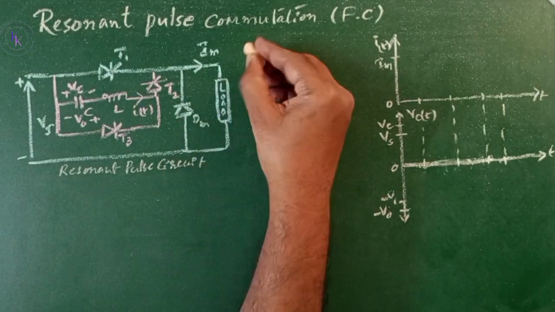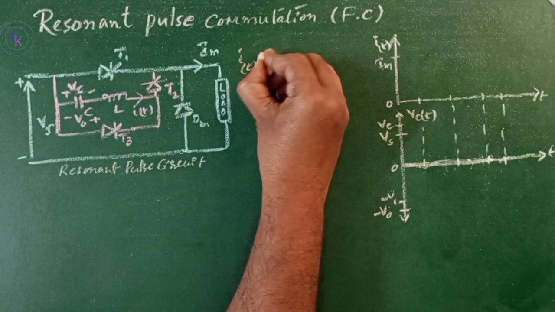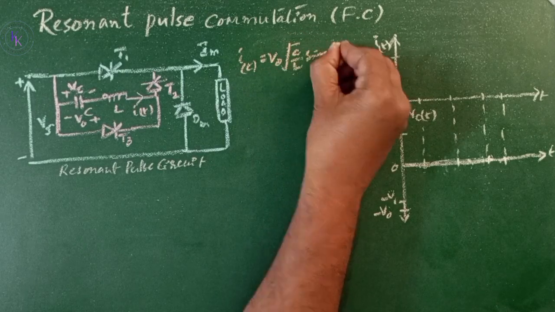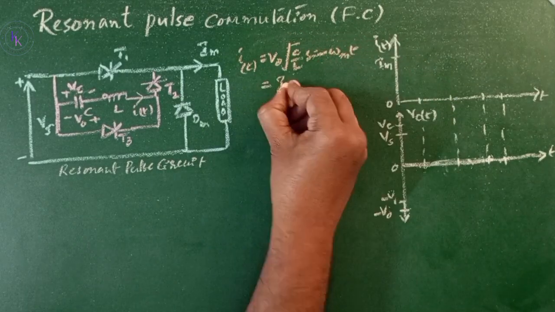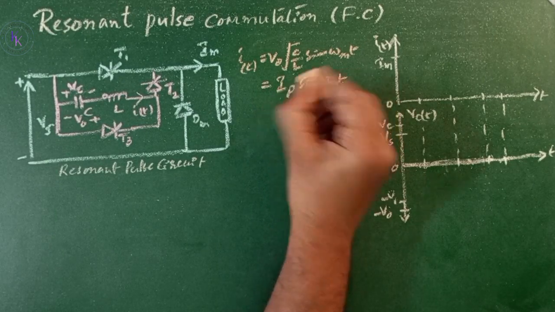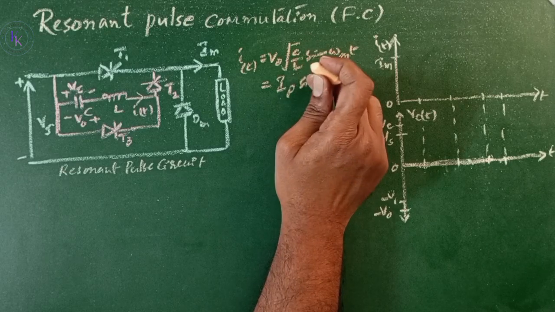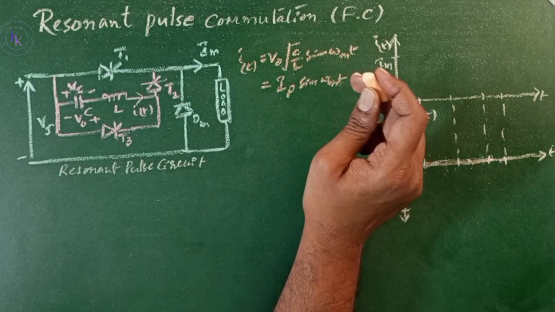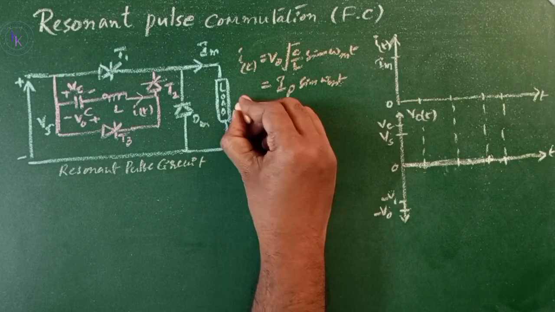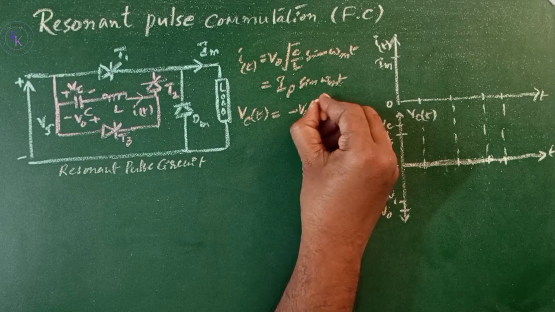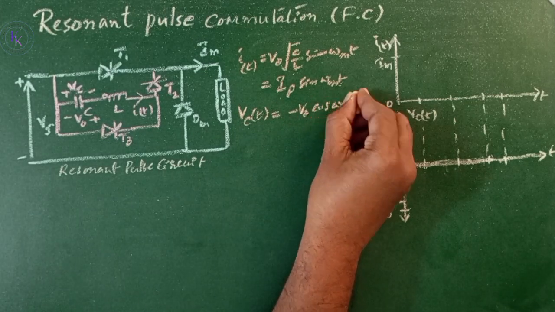Now, when the commutation thyristor T2 is fired, the resonant circuit is formed between L, C, T1 and T2, and the resonant current is given by I(t) = V0 √(C/L) sin ωm t. This can be written as Ip sin ωm t, where Ip = V0 √(C/L) is also known as the permissible value of resonant current. And the capacitor voltage Vc at t is given by minus V0 cos ωm t.